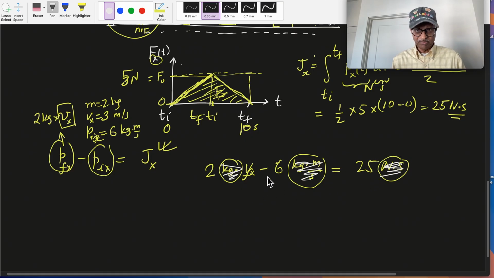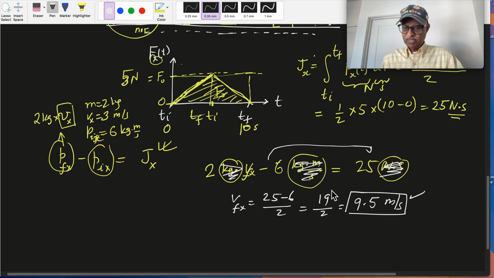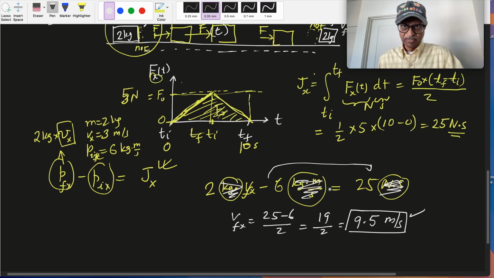So this will give me 6, bring it over there, and so V final x is 25 minus 6 over 2, which is 19 over 2, which is 9.5 meter per second. Okay, so that's the answer, because that's how you do impulse.